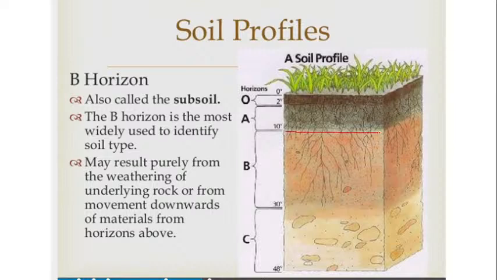Now the next layer is the B horizon. The B horizon lies below the A horizon, so it is also called the subsoil. Organic layer, then topsoil, then subsoil. The B horizon is the subsoil, and it is the most widely used to identify the soil type. For soil type or sampling, soil analysis mostly uses the soil from the B horizon.